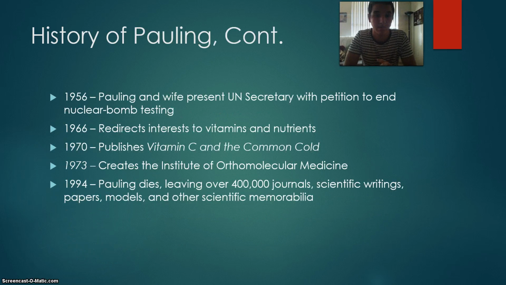Just some more history on Pauling. In 1956, Pauling and his wife went to the UN Secretary with a petition to end nuclear bomb testing. This petition was signed by over 11,000 other scientists who also agreed with what Pauling was fighting for.